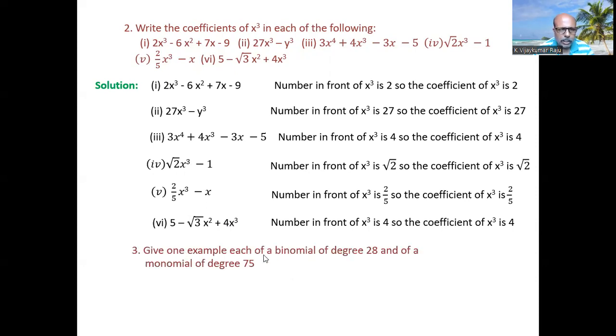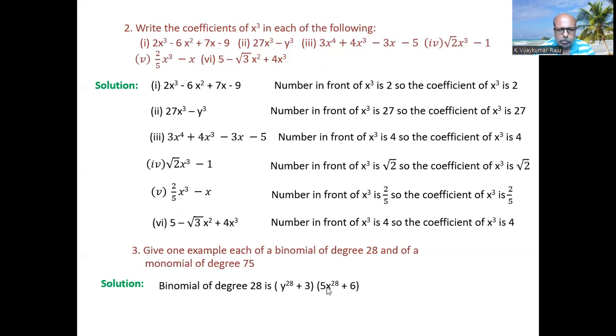Give one example each of a binomial of degree 28 and a monomial of degree 75. Binomial means having two terms and the power of the variable in that expression must be 28. So see the solution. Binomial of degree 28 is y raised to 28 plus 3. This is one term, this is the second term. It's got two terms, so it is a binomial of degree 28.